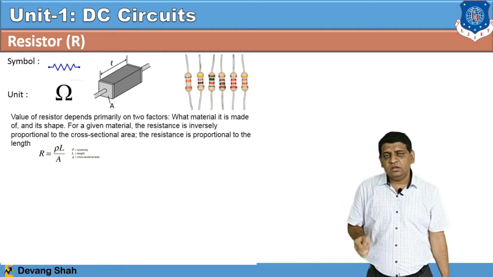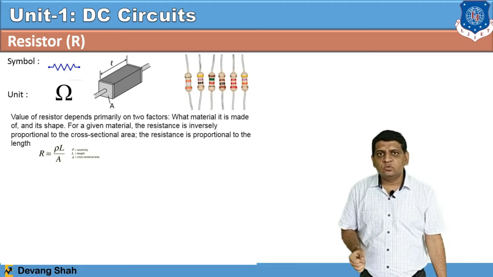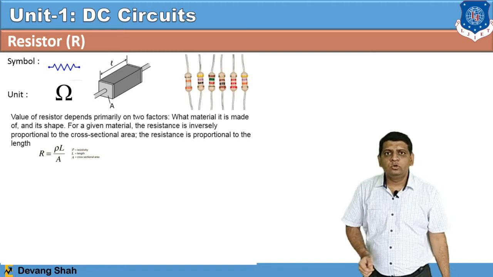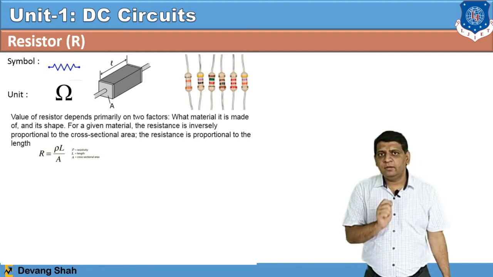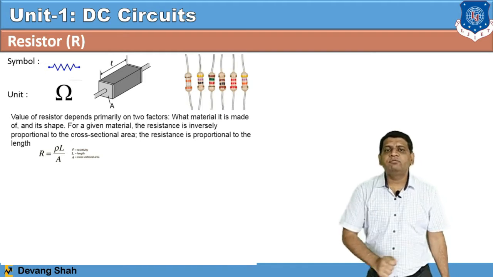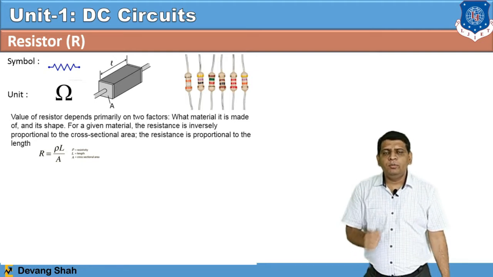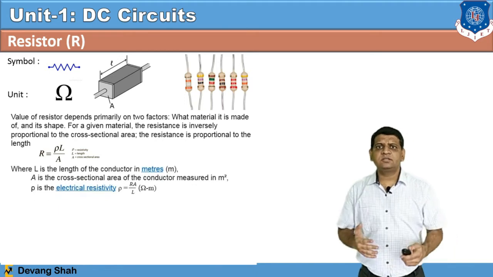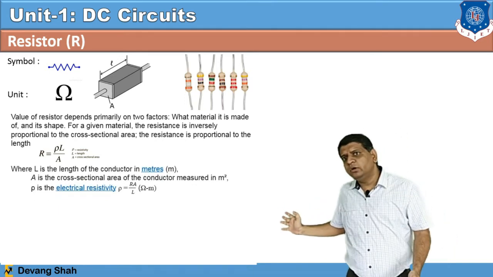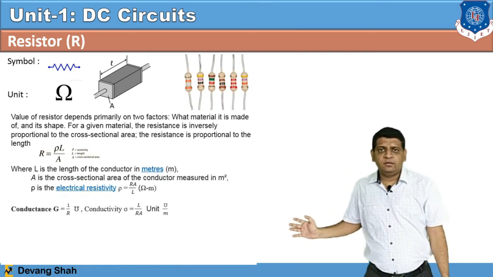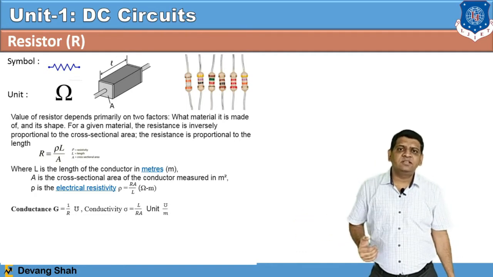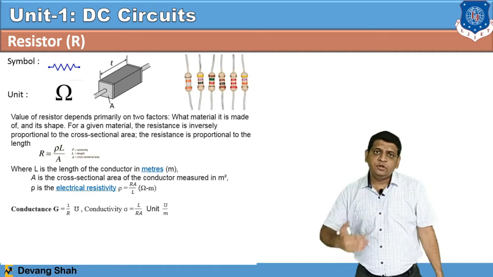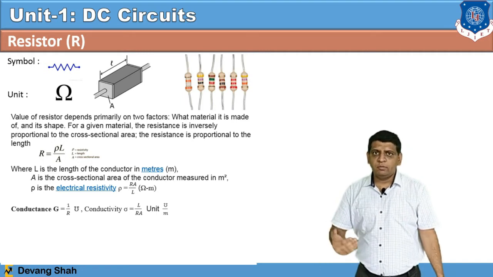If you convert the equation R is equal to rho L by A in terms of the resistivity, you will have rho is equal to R into A divided by L. So the unit of resistivity is ohm into meter. But in the real world, you also need to understand another term: the reciprocal of resistance is called conductance. We define conductance as G, and the unit of conductance is mho, or 1 by ohm.